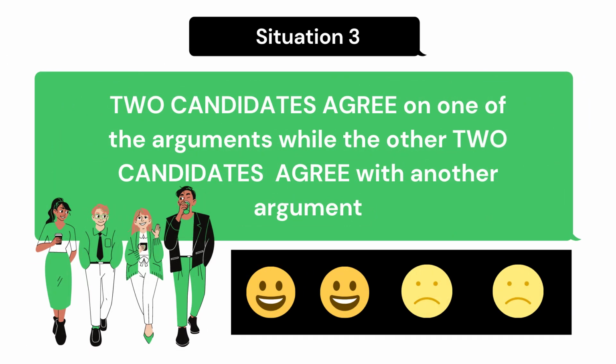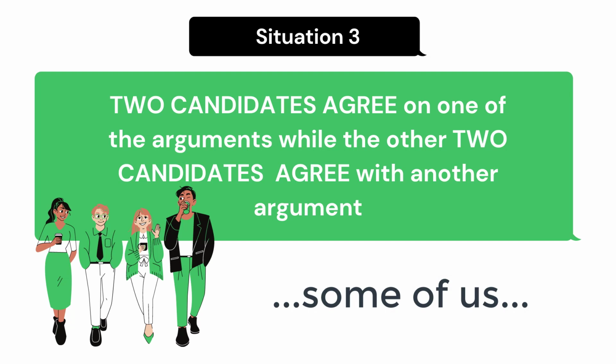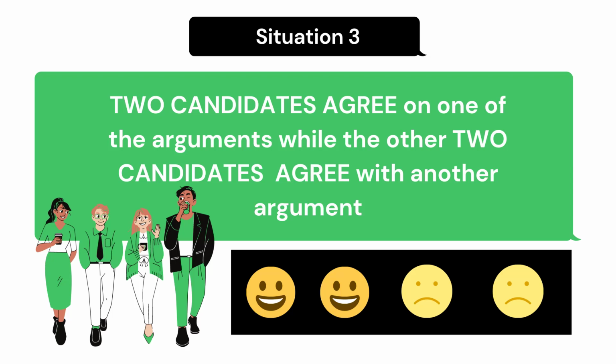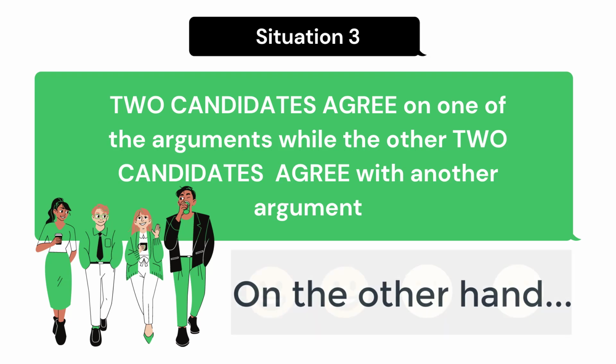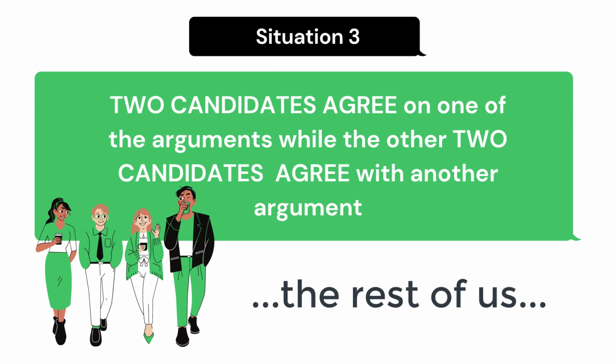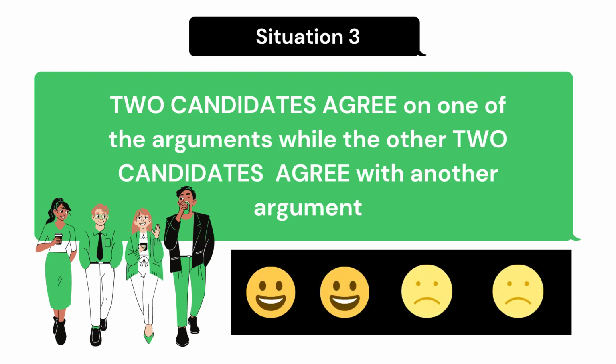Now let's move on to situation 3. For this situation, 2 candidates agree on one argument, while the other 2 candidates agree with another argument. Example: after listening to all the opinions, we are unable to make a solid decision, as some of us believe that prioritizing tasks based on importance and urgency is the most effective way to manage time wisely. On the other hand, the rest of us think that the best strategy to manage time is to minimize distractions by shutting off phone, closing unnecessary browsers, blocking social media, and avoiding interruptions. Thanks for a fruitful and stimulating discussion.